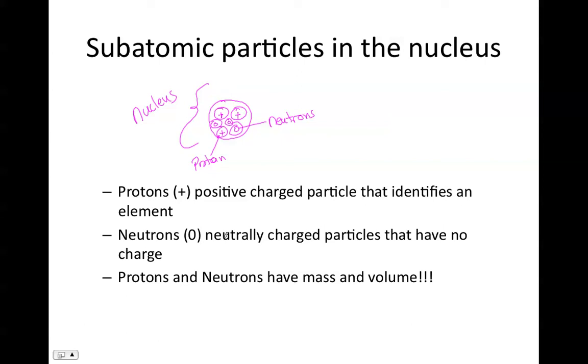So they take up space, and they will occupy a certain area depending on their size. Different atoms have different numbers of protons and neutrons, so different types of atoms take up different amounts of space and have different masses.